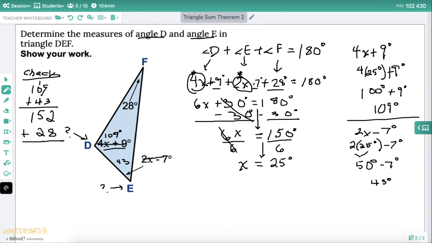28 plus 152. 8 plus 2 is 10. Carry my 1 right there. 1 plus 5 is 6. 6 plus 2 is 8. And 1 plus nothing is 1. It checks out. It is 180 degrees. So our two answers are 109 and 43. This is angle D. And this is angle E. And there you go.